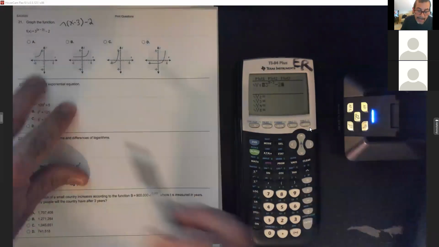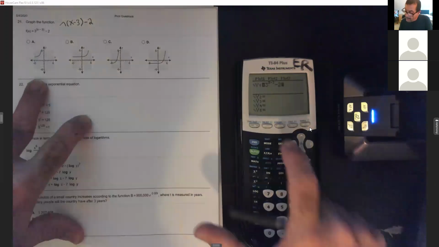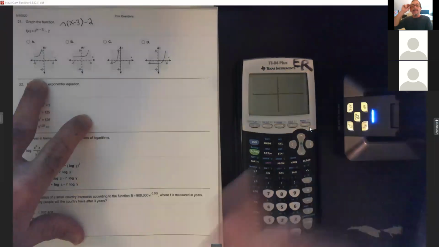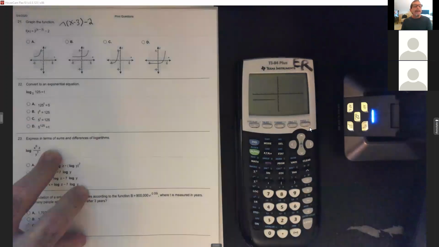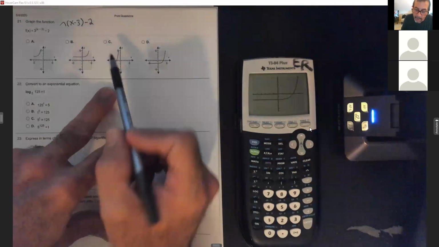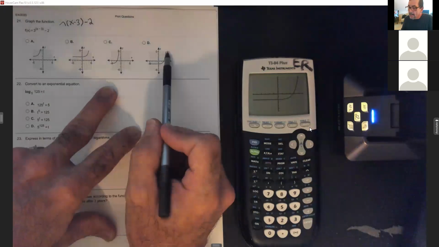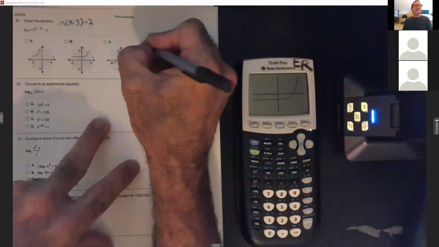Now the window is from -6 to 6 for the x's and y's. So I'm going to go to window, -6, enter, 6. And then go down and do -6, enter, 6. So that now when we graph, we should get one of these 4 pictures. Now, C and D are close, but notice C curves up before the y-axis and D curves up after the y-axis, which is how ours does. So we would definitely pick D and move on.